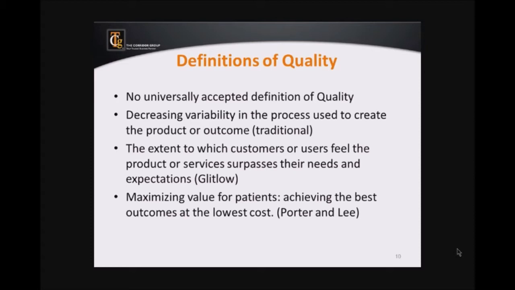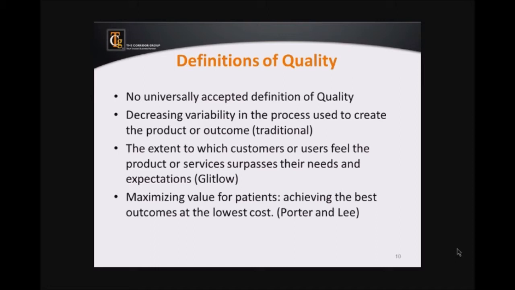Home health is a service industry, and we can also strive to delight our patients and their families. A recent article in Harvard Business Review discussed improving the quality of health care. Their definition of quality was to maximize the value for patients by achieving the best outcomes at the lowest cost. This more closely matches what CMS expects of our outcome improvement and keeps the patient in the center.